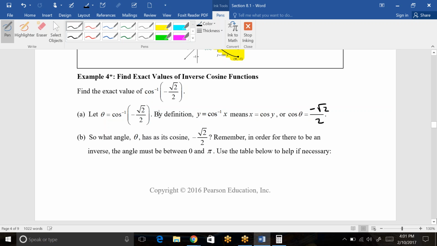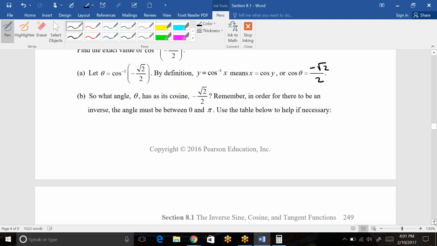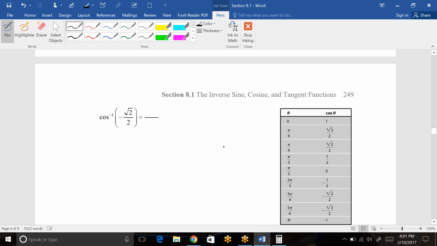So then we're going to look at our table. You should have these memorized by now, but I know sometimes you have to look at it, especially when you're learning something new. From 0 to pi, because that's where cosine is defined for an inverse, the only place we see a negative square root of 2 over 2 is 3 pi over 4, which is in quadrant 2.